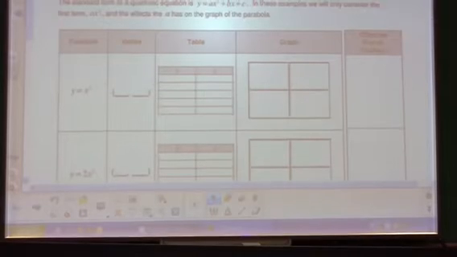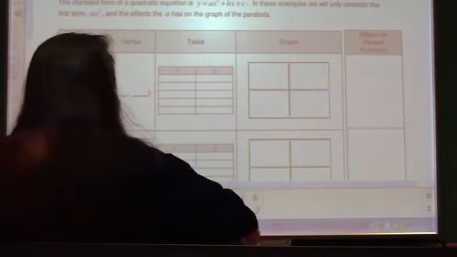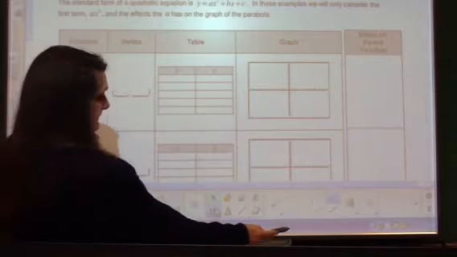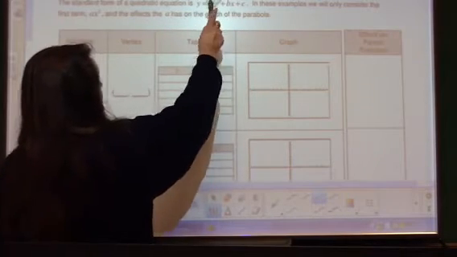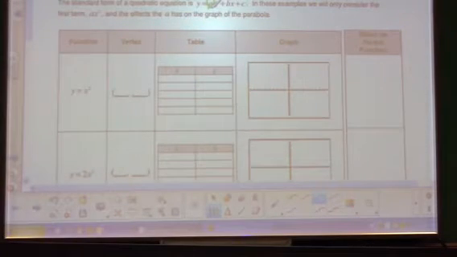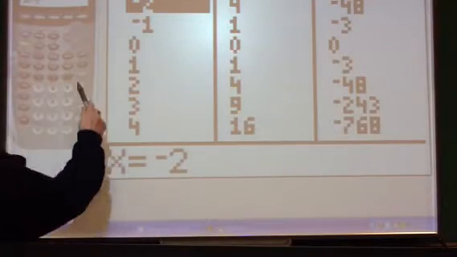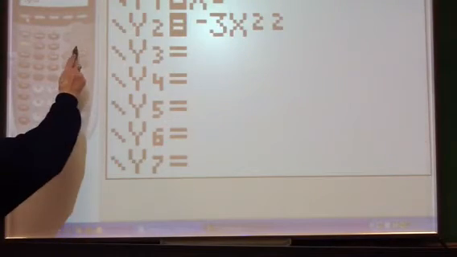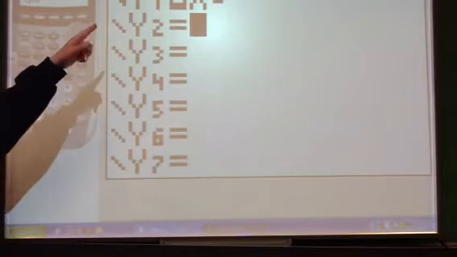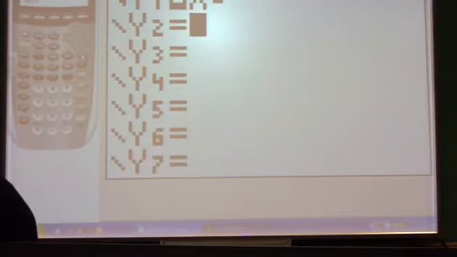Okay, so if we're talking about changes in A, what we're focusing on is this letter that's right here today. But we got to see what the parent function is first before we do the rest of it. So what I want you to do is look at your calculator, and we're going to go to y equals, and I want you to put in y equals x squared.